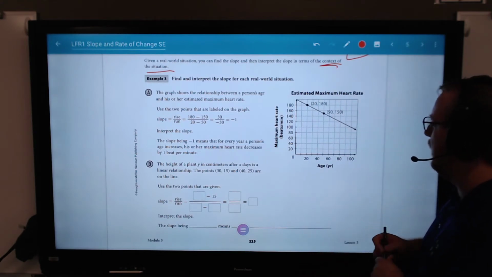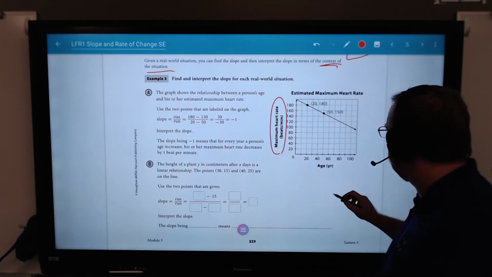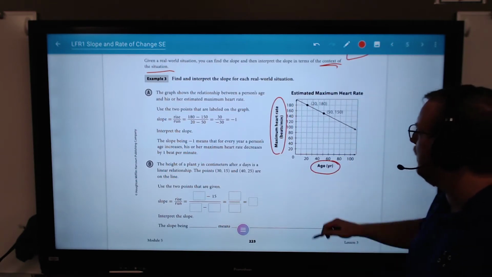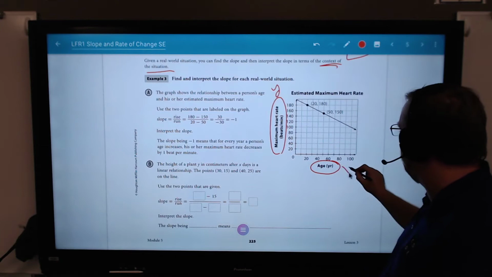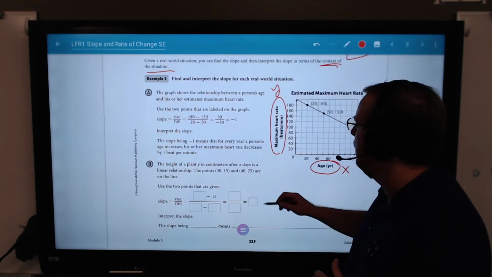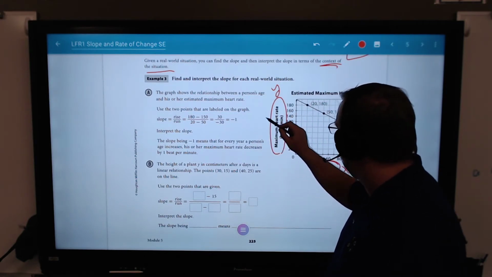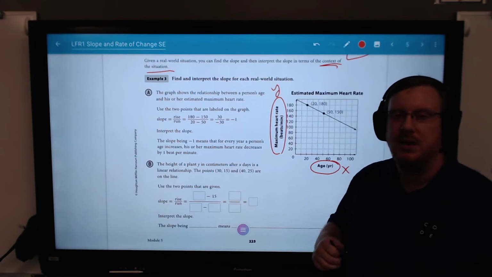Now, if we take a look at this, we know that it's heart rate and year. This is our y. This is our x. Rise over run. We're going to put the y on top of the x. So this is like negative 1 beats per minute per year. But what does that actually mean?